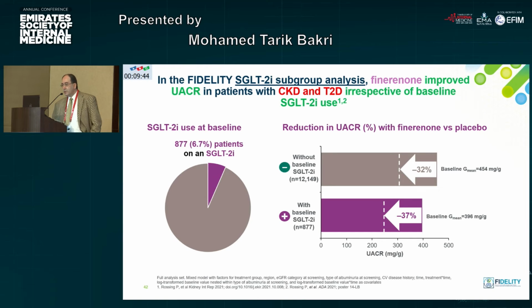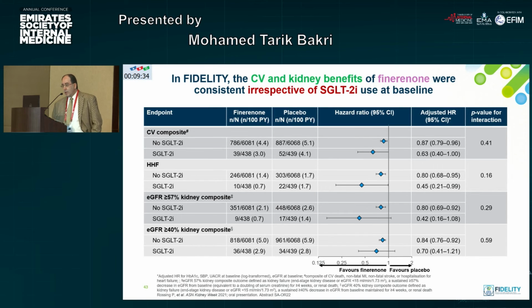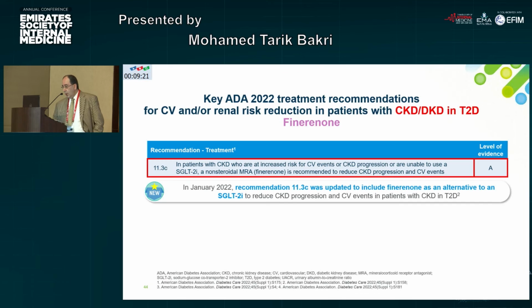But in the study, about 7% of the patients were on SGLT2, and regardless of whether the patient was on SGLT2 or not, we got a reduction in albuminuria, almost the same, as you can see: 32%, 37%. And if we look at the other cardiovascular and kidney benefits, they were also positive in the two groups, irrespective of SGLT2 use. And according to the guideline now, it's really recommended by name as a level A.